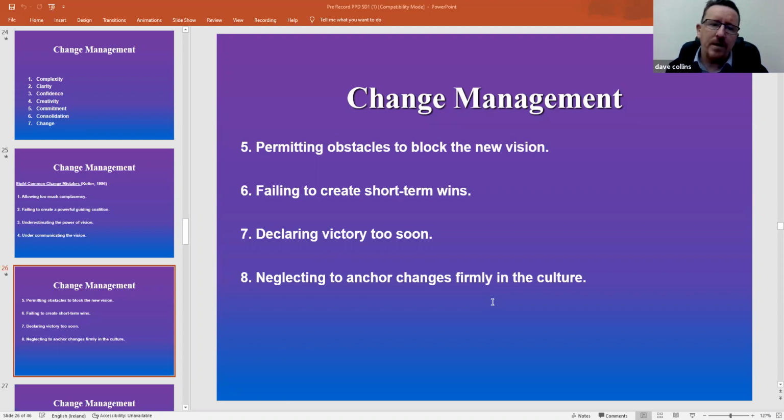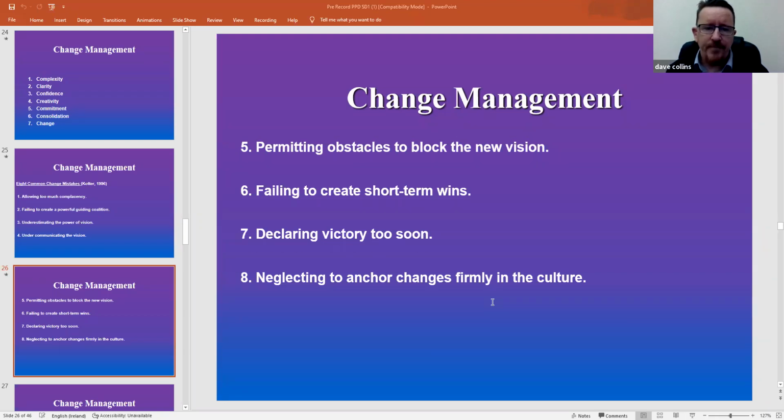Number 7, declaring a victory too soon. So declaring that yes, we've done it before you've actually done it. And then something might happen. It may get delayed a little bit more, and everyone is despondent then and disappointed when it doesn't actually happen.